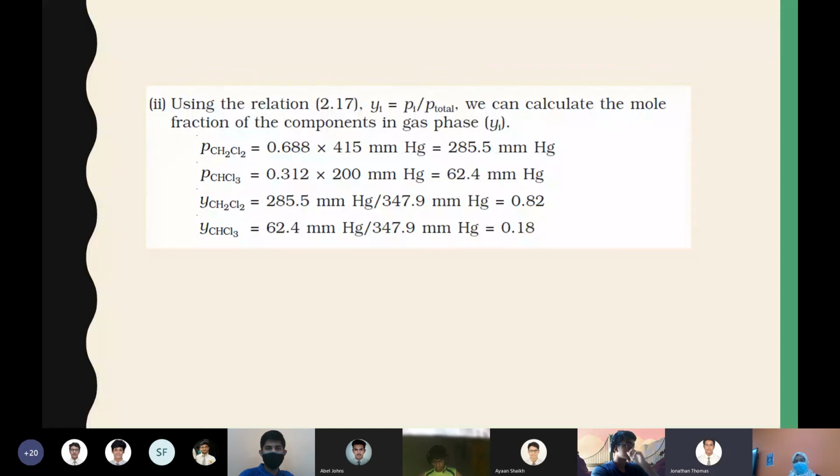Ma'am, whenever we substitute, should we write the units? No. When you substitute, you don't need to. Only for the final answer you show the unit. Here in this slide they have shown everything in millimeter of mercury, but there is no need to do that. You can just write 0.688 into 415. For the final answer only, show the correct unit. Okay, ma'am.